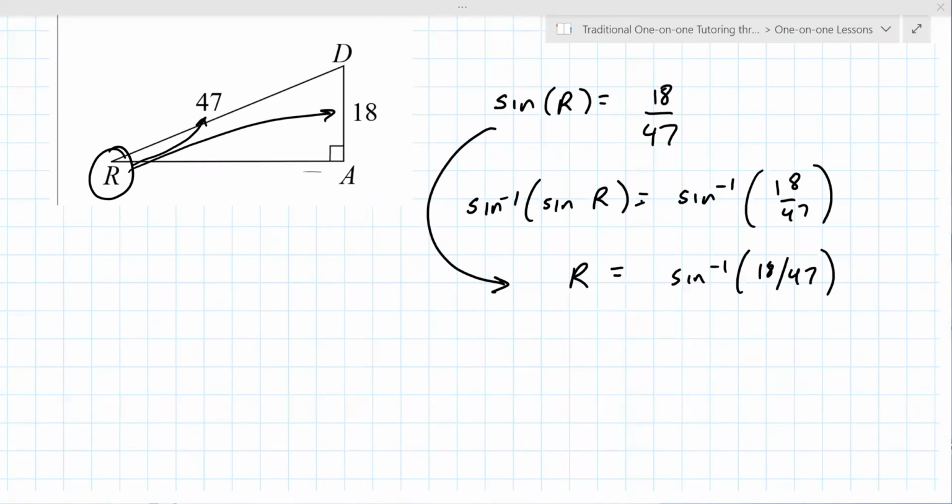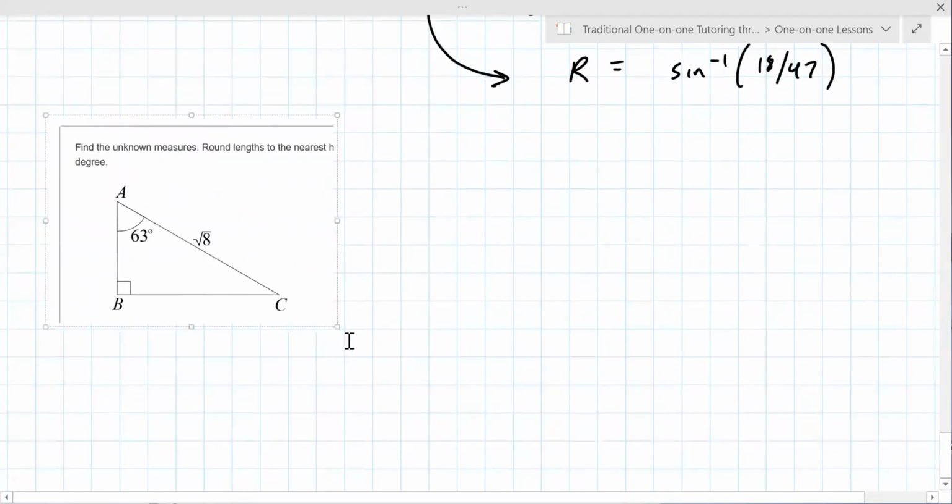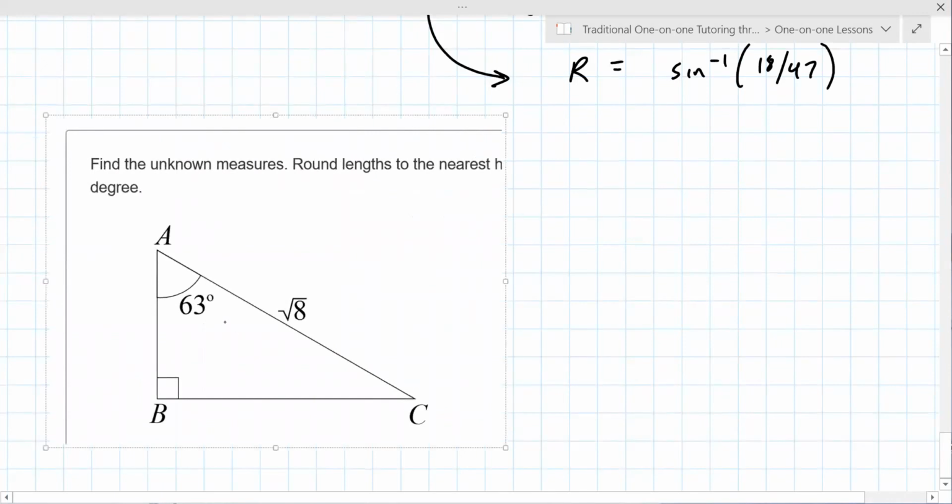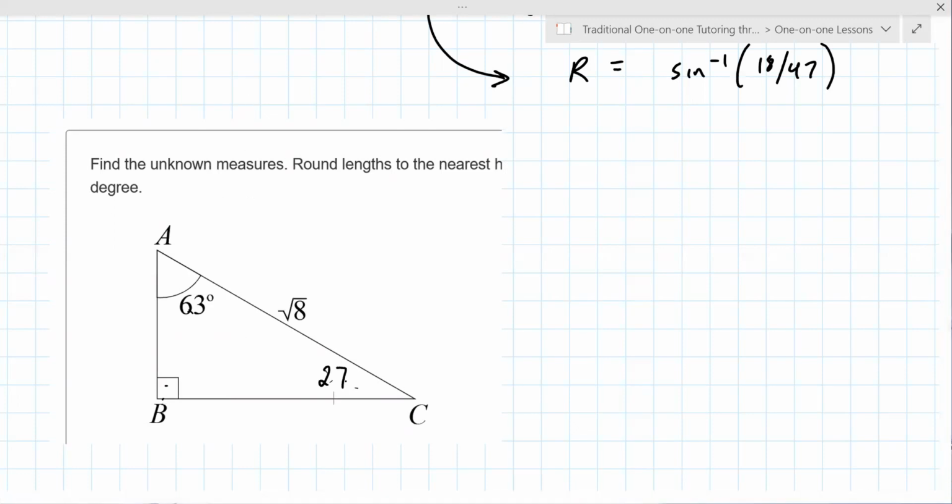22.51. Excellent. Okay, this one's slightly different. They don't give you angle C, but you can calculate angle C because the three angles in a triangle have to add up to what? 180. So this is 27. Is that okay? Yeah.